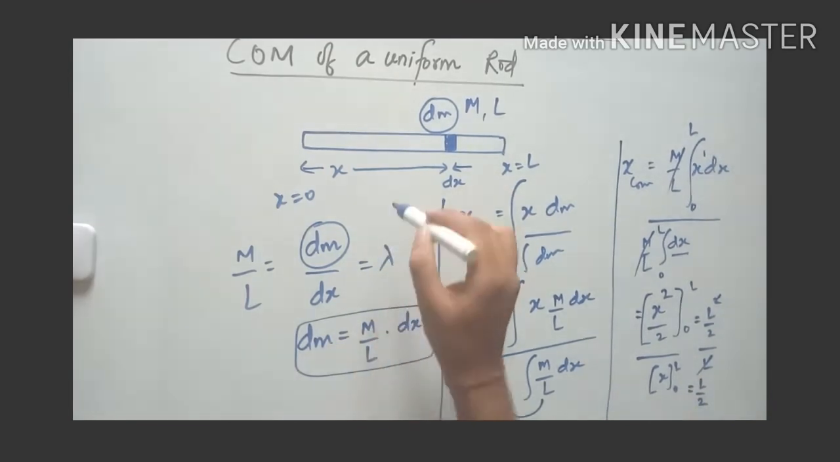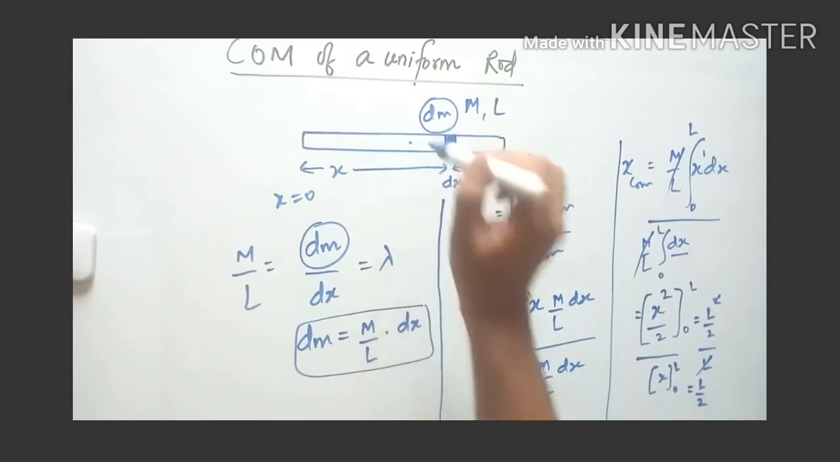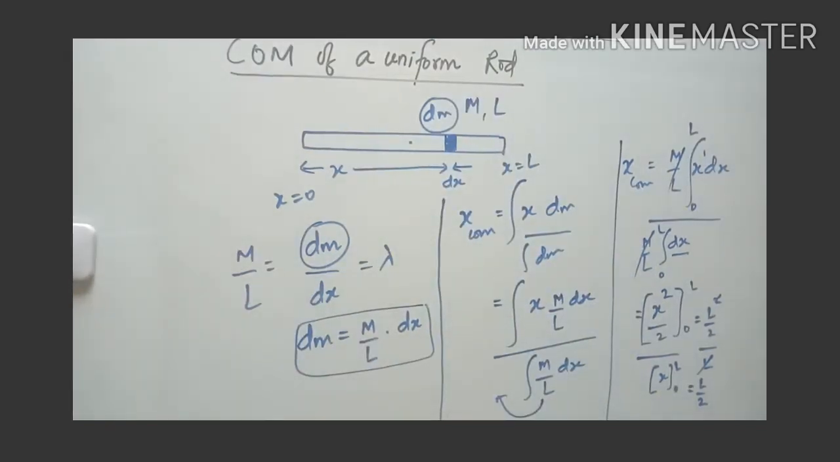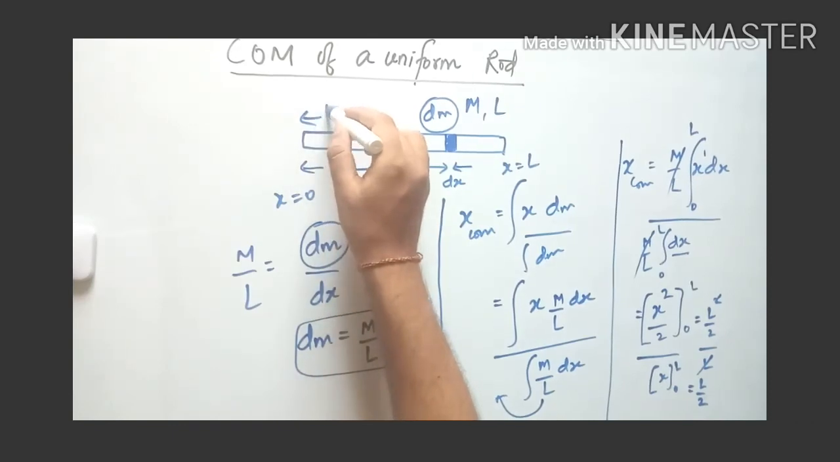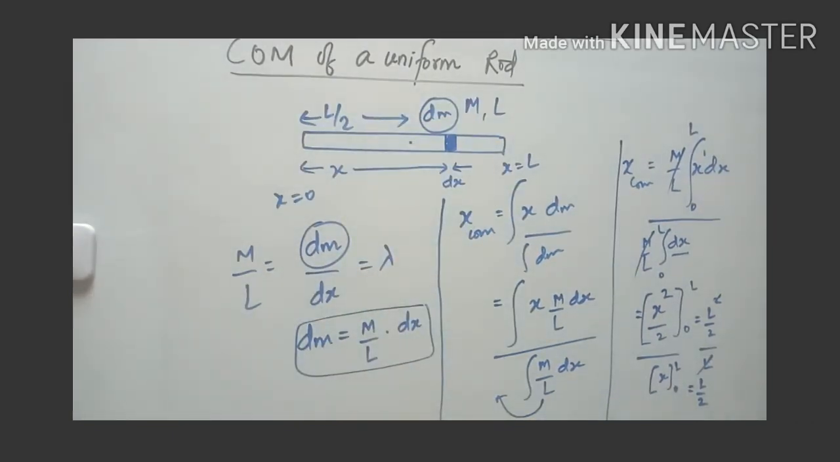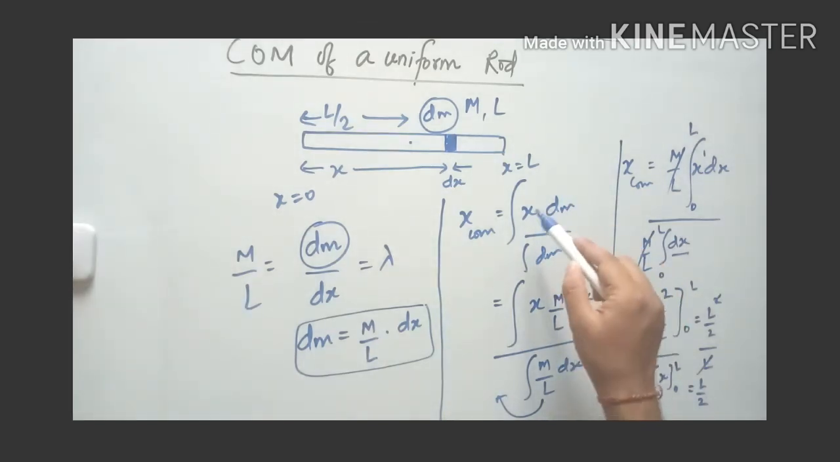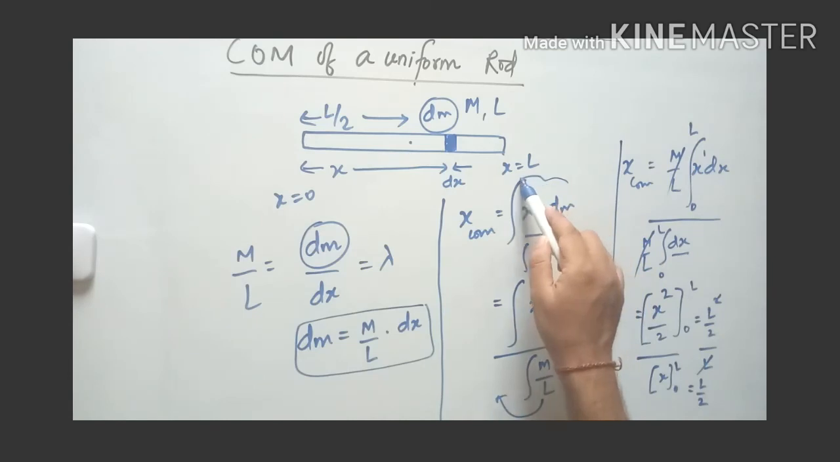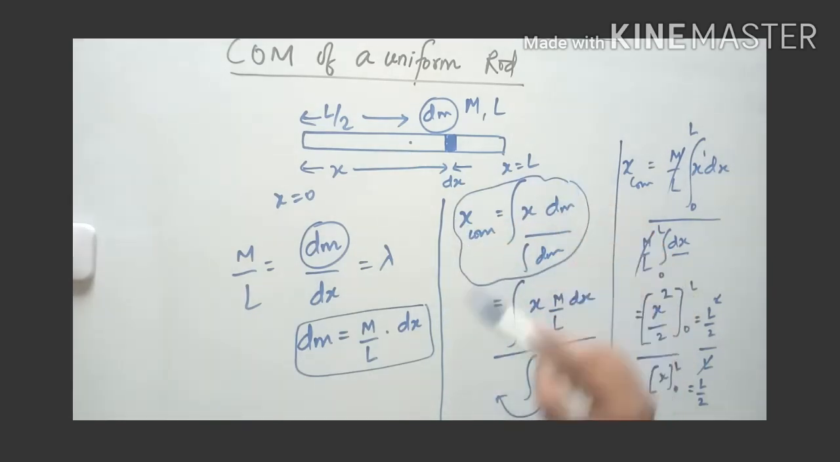So the center of mass of this rod is at its geometrical center, which is at a distance of L by 2 from one of its ends. This is how we can find the center of mass of a uniformly distributed mass. We use the formula integration of x dm by integration of dm to find the x coordinate, and similarly we can find the y and z coordinates.